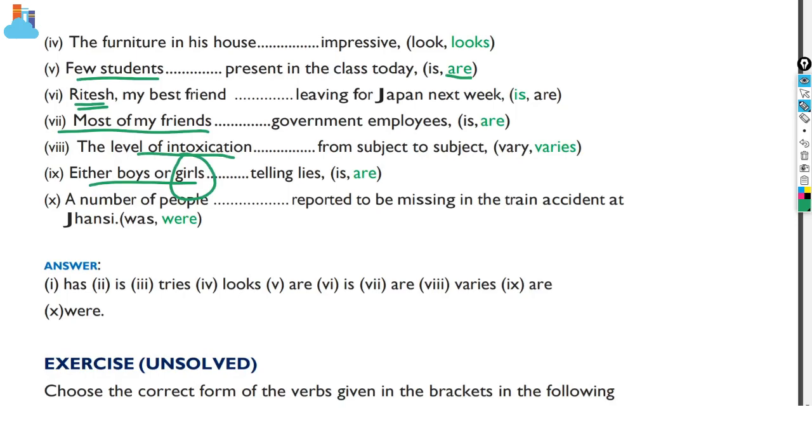A number of people was or were reported to be missing in the train accident at Jhansi? Whether it will be was or were, a number of people, the concept is plural and therefore plural will come. A number of people were reported to be missing in the train accident at Jhansi.